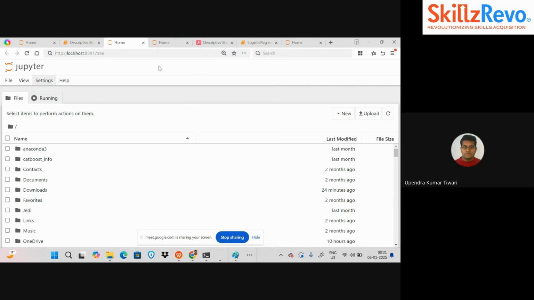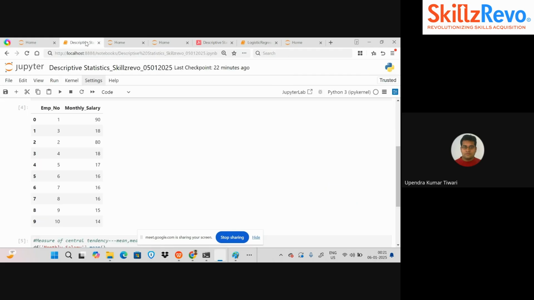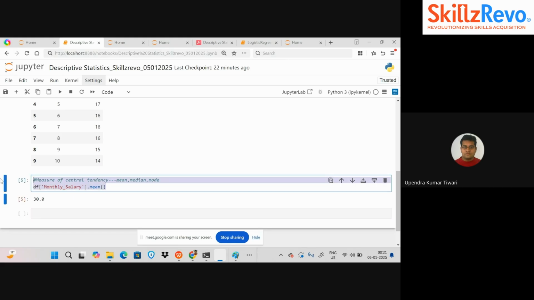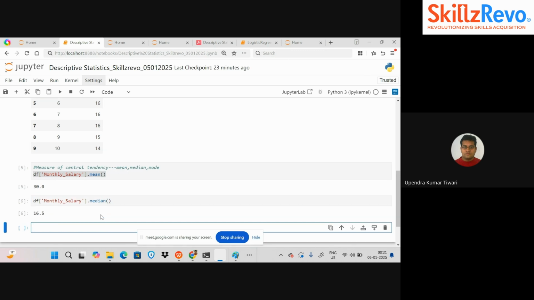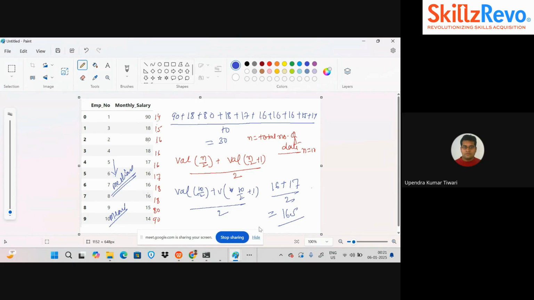Yeah. So you can see here, simply if I call it, we'll see the median: 16.5. And I tell you that the mode is always used for categorical data. Since in our case there is no categorical data, we will not be able to find out the mode.